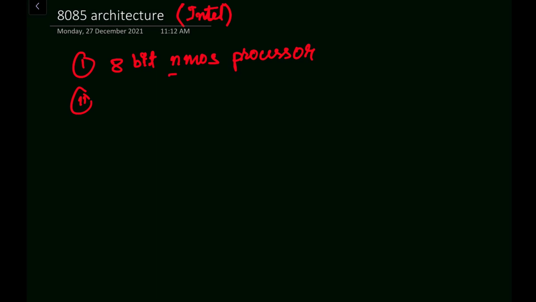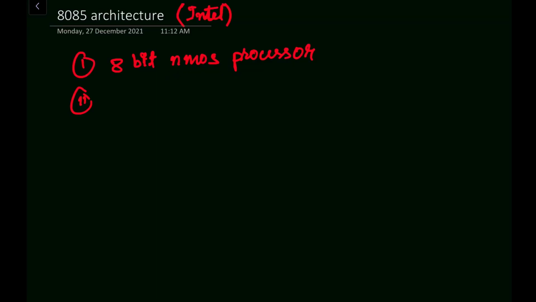This one is by Intel Corporation. Let us first look at a few characteristics of this processor. It is an 8-bit NMOS processor. This is the first point. 8-bit processor means its data bus is 8 bits wide. Its address bus is 16 bits. Here NMOS means N-channel MOSFET.